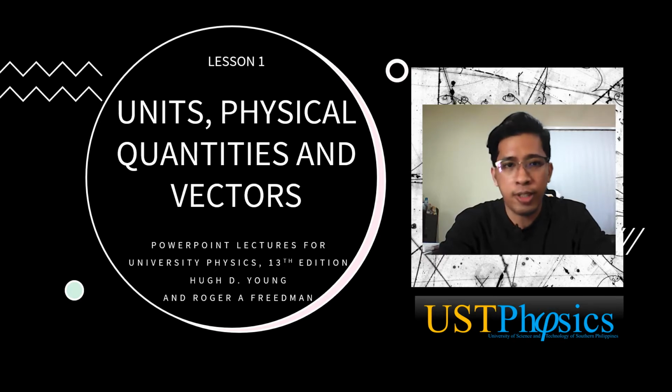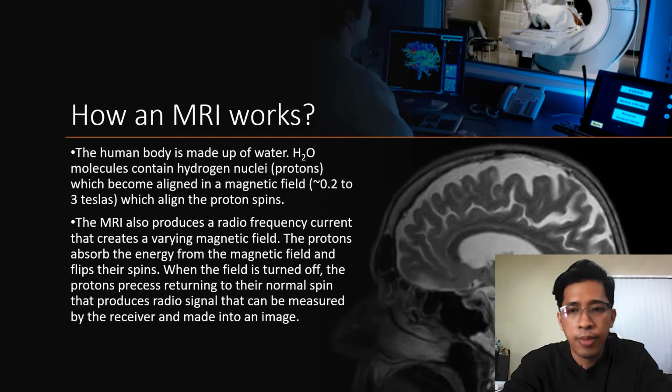We're still on units, physical quantities and vectors, and now we are going to continue with our discussion starting with your vector quantities. But before everything else, I have here a trivia on how an MRI works. MRI stands for magnetic resonance imaging. The human body is made of water, meaning you have your H2O molecules. The hydrogen nuclei or protons become aligned in a magnetic field of around 0.2 to 3 teslas, which aligns the proton spins.